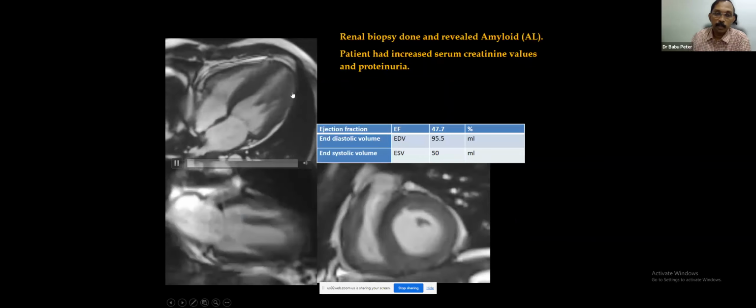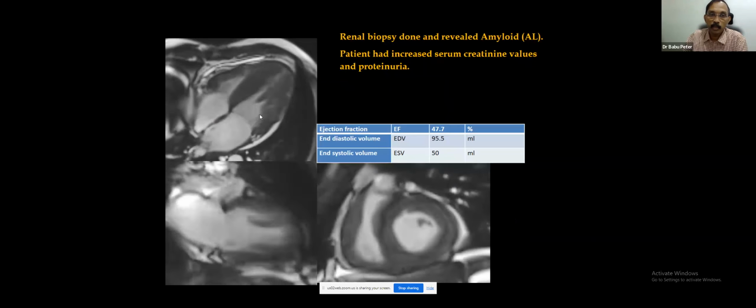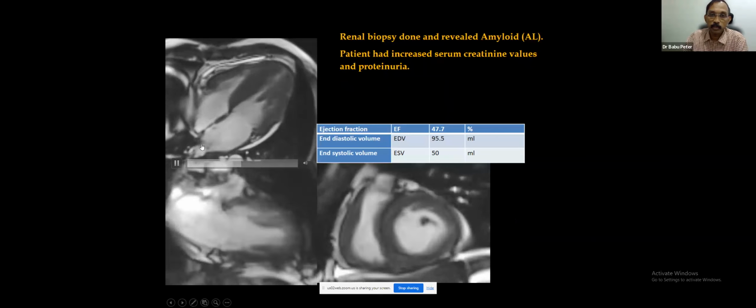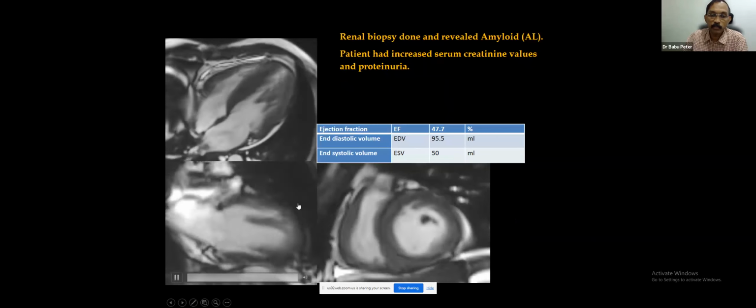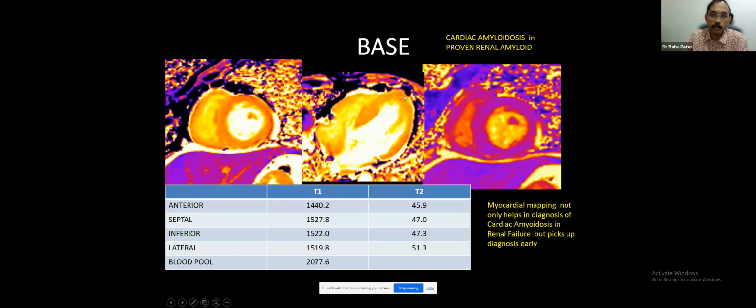This is another interesting case where a renal biopsy was done and revealed amyloid. The patient had increased serum creatinine and proteinuria, and the EF was around 47, referred to a cardiac MR for evaluation. And you can see there is hypertrophy of the left ventricular myocardium, and native T1 alone was done, which revealed significantly increased T1 relaxation values involving the myocardium. It was more than 1,450, and even up to 1,500 in certain regions. T2 values were also relatively increased. So this was a case where in a proven renal amyloidosis, cardiac amyloidosis was picked up.